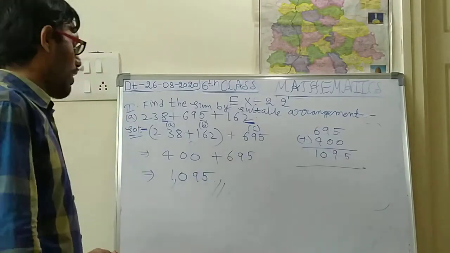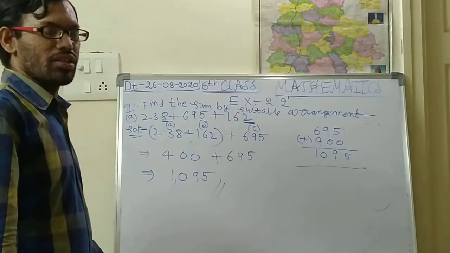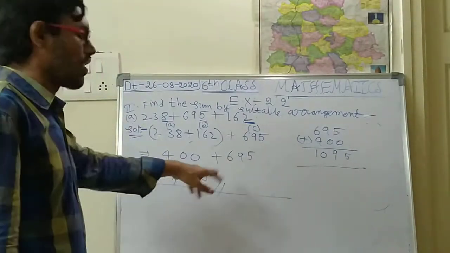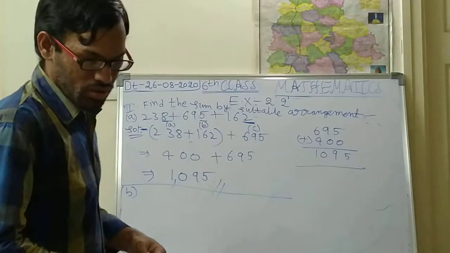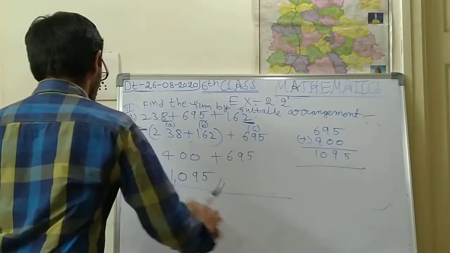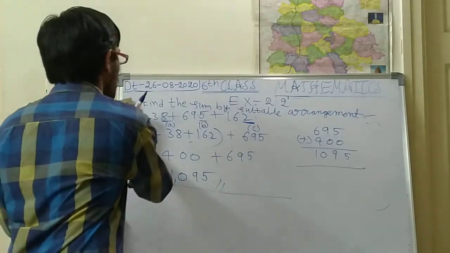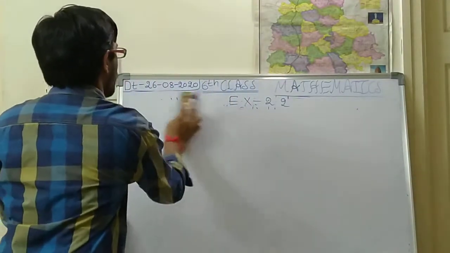So you keep a comma like this, to know that this is one of the systems of numeration. So this is the answer. 1095 is the answer. So next B problem. Only this one, children. The next problem I will give as homework. With this, the second bit is completed. Now the third bit we shall see.